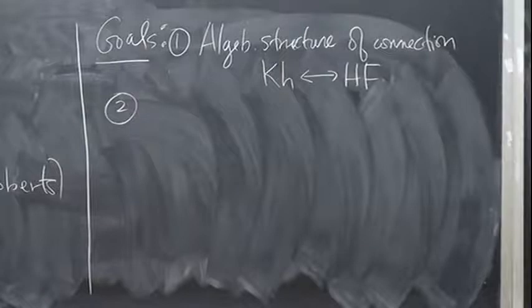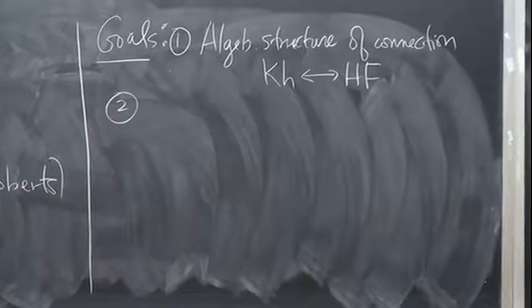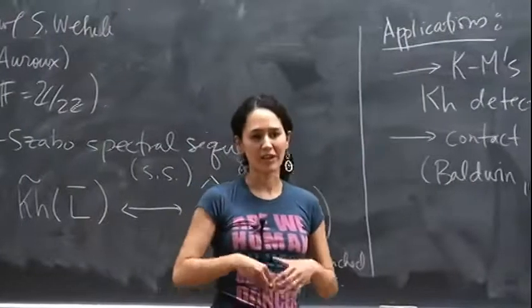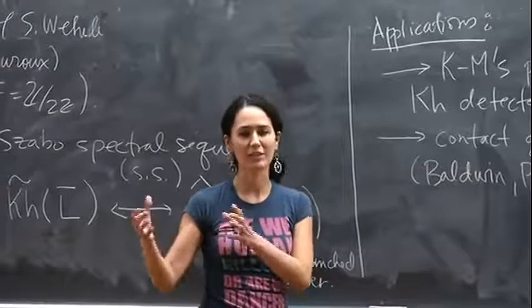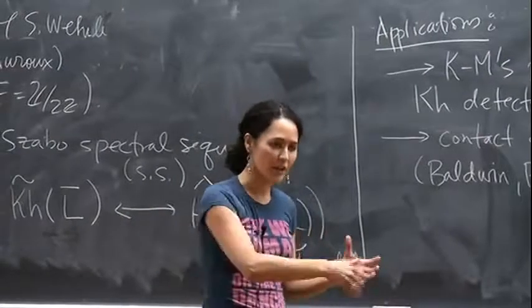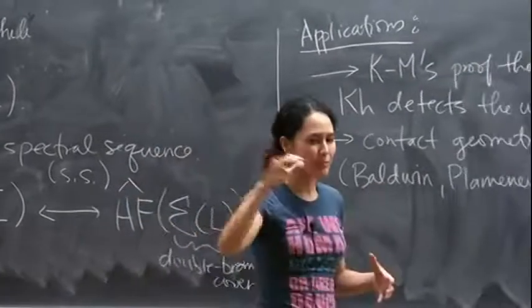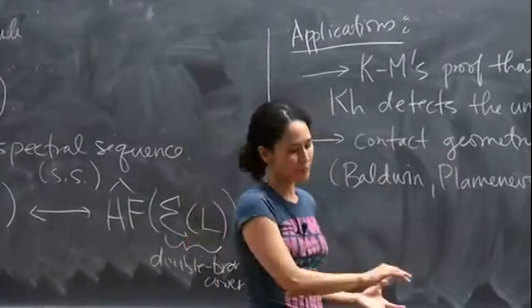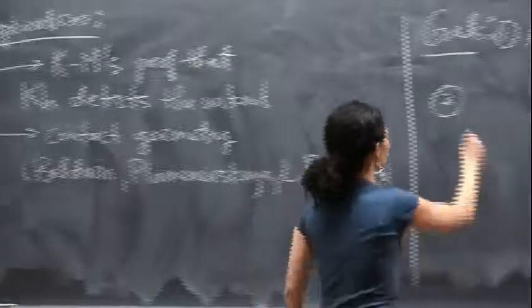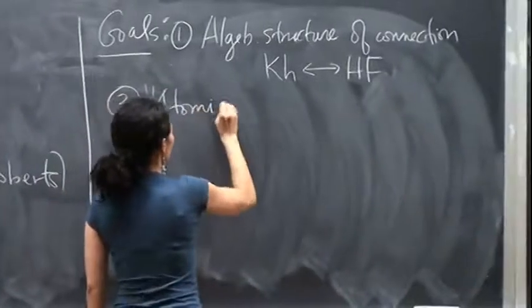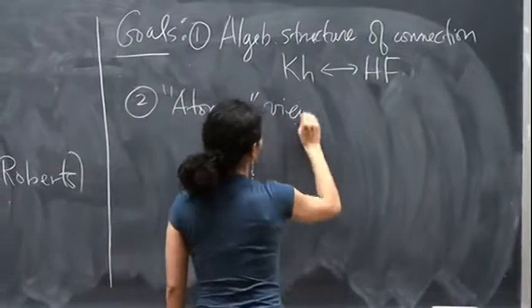talk about a sort of more atomic view of this connection between the two theories. And what I mean by that is that, just as an analogy, in physics you might have some sort of phenomenon, which in this case would be the spectral sequence. And so I'd like to start trying to explain this phenomenon, the spectral sequence, using some finer connections between the two theories. So to explain this large scale behavior, which is the spectral sequence, from some sort of smaller scale behavior. So I'll just say I want to describe some sort of atomic view on the connection.